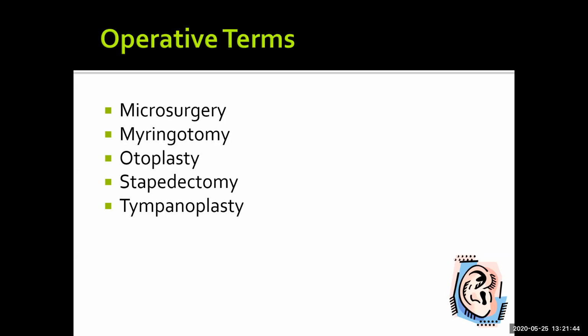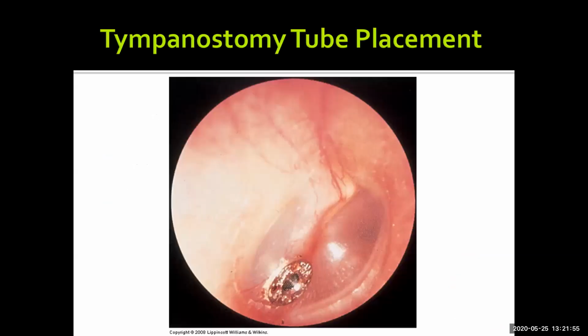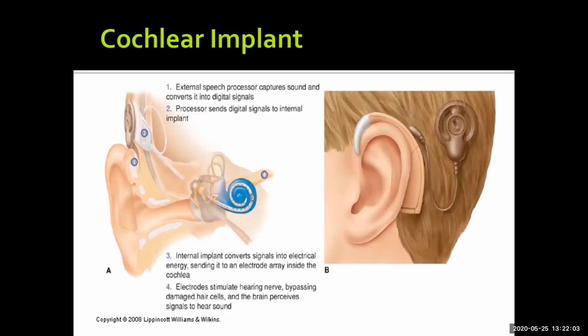Stapedectomy. Stapedectomy is excision of the stapes to correct otosclerosis. And tympanoplasty would be to reconstruct or repair the tympanic membrane rupture or the bones. Tympanostomy, tube placement here. You can see that tube in there. So it's going to keep the ear canal open.